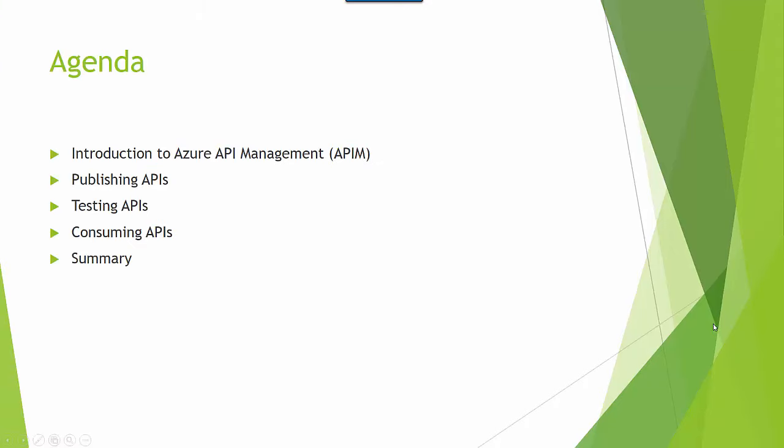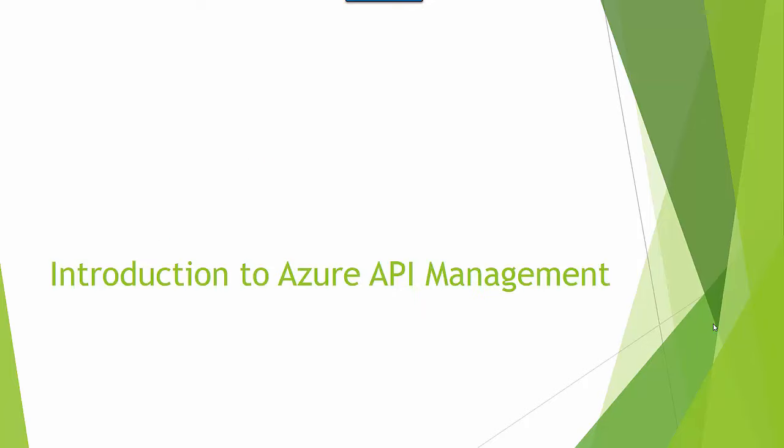Okay. So I have a bit of an introduction to API management, and basically I've got very few slides. I'm going to spend most of the time actually looking at the components of API management. So publishing an API, testing an API, consuming them from code, and then just a quick summary about that.